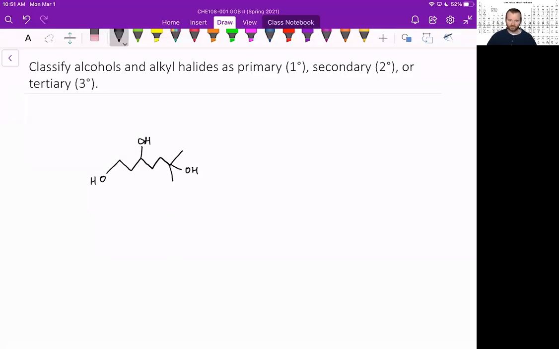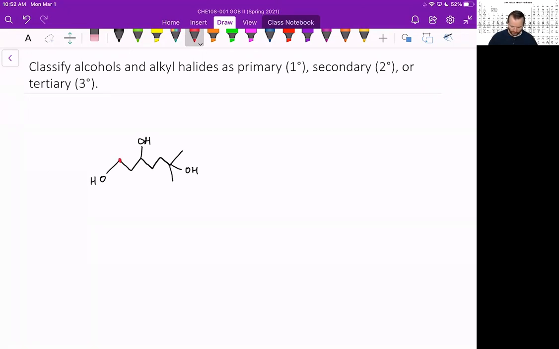The topic of this video is classifying alcohols, and this will also work for alkyl halides as well. It's primary, secondary, and tertiary. If you recall from earlier, that's based on the number of carbon atoms that a carbon is bonded to, and it's the same principle here. It's just the carbon atom that is bonded to a hydroxyl group. So we'll just dive right into it.